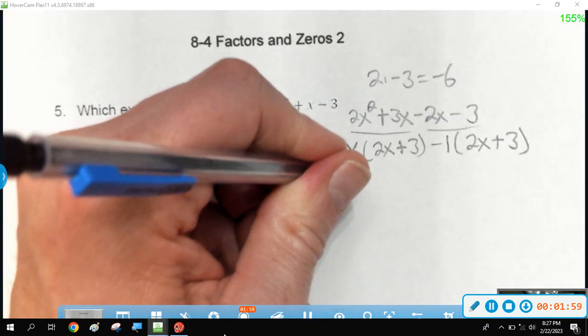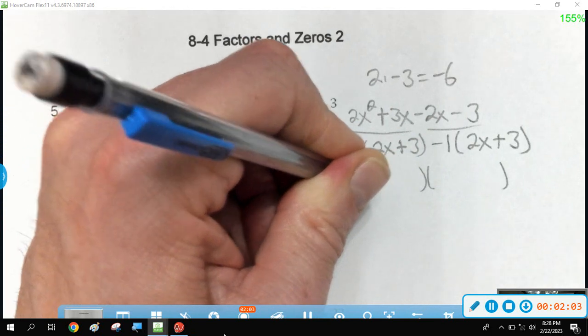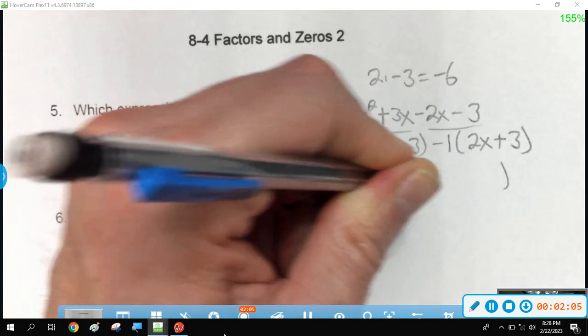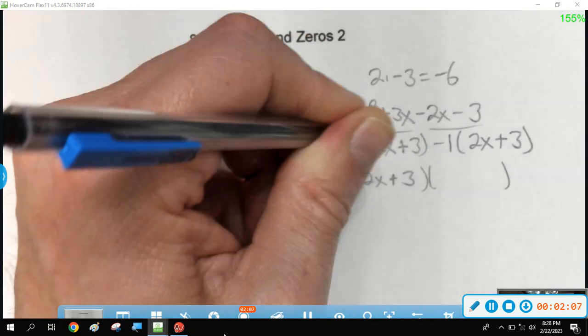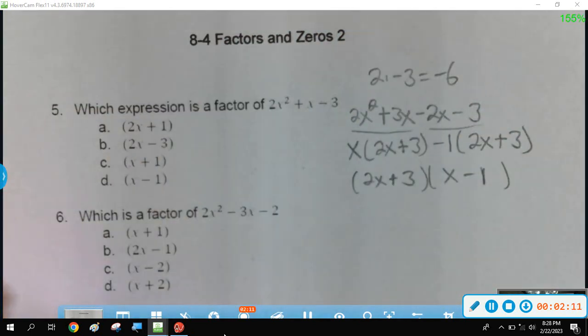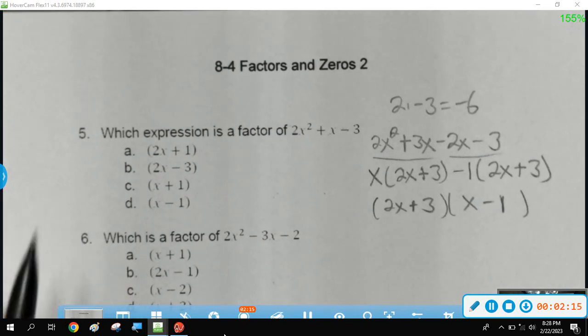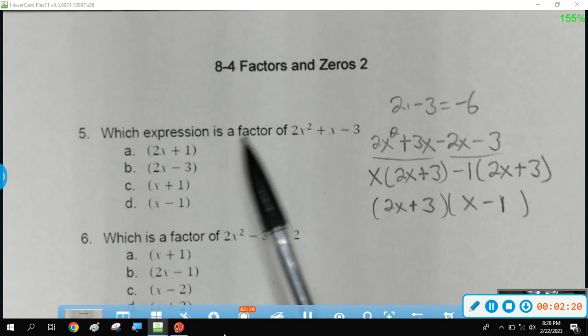And now in order to finish it, the 2x plus 3, that's your first blank. And whatever's left on the outside, which is x minus 1, is the next blank. But remember, back to answering the question. It doesn't want the full factorization. It just wants to know which one is a factor.